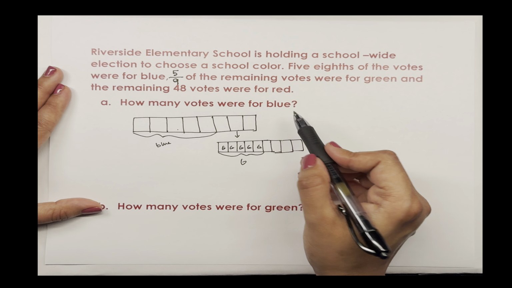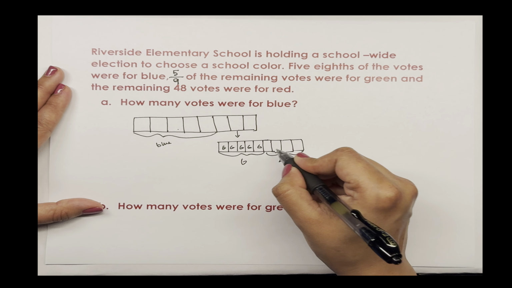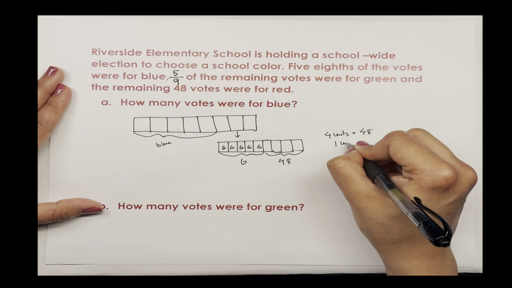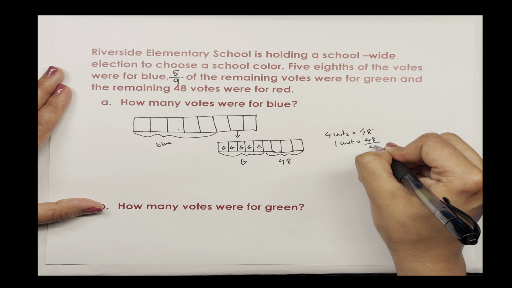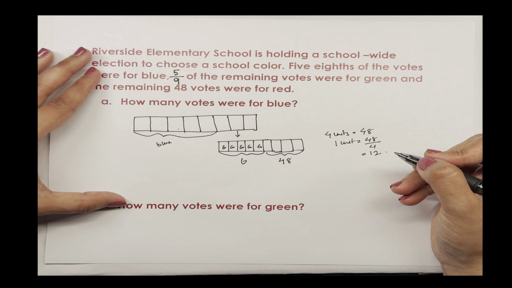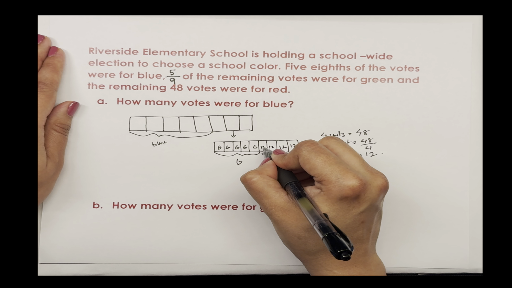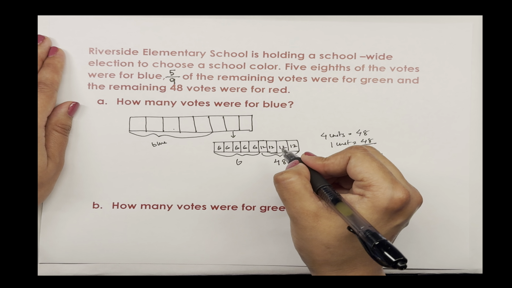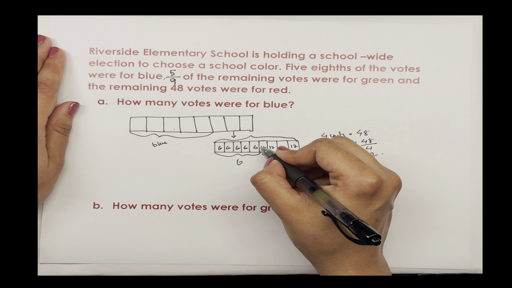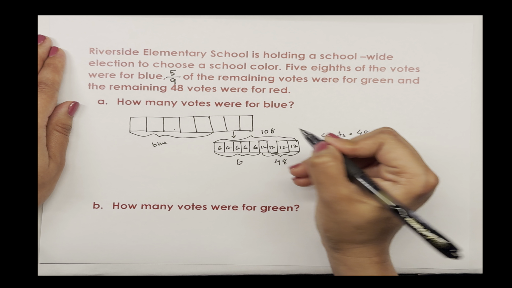And the remaining vote is 48. So how many parts are remaining? 1, 2, 3, 4. So these 4 units are 48. Then 1 unit will be 48 divided by 4, which is equal to 12. This is 12. This is 12. This is 12. So each unit is 12. So what is the total of these units? 12 times 9, which is 108.